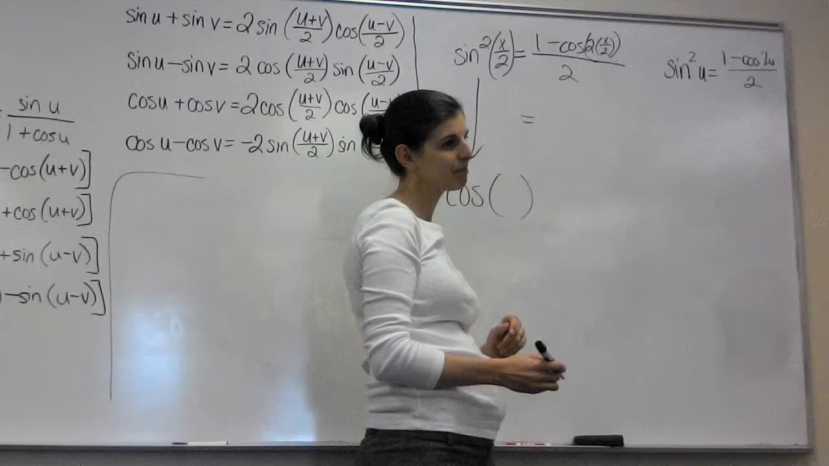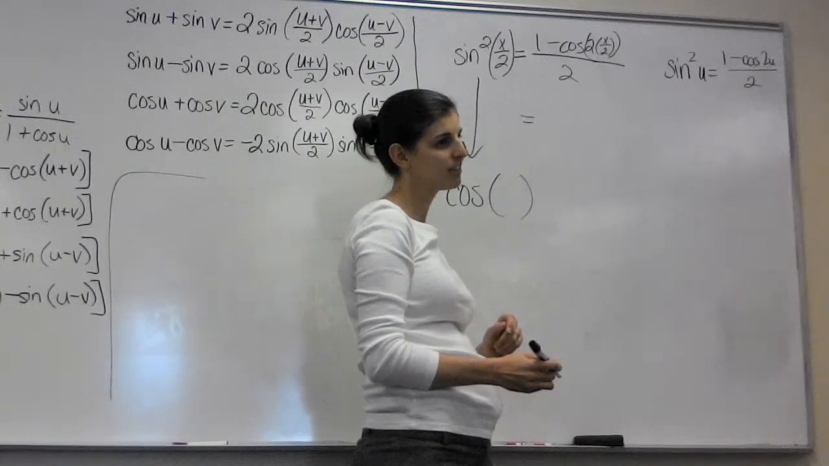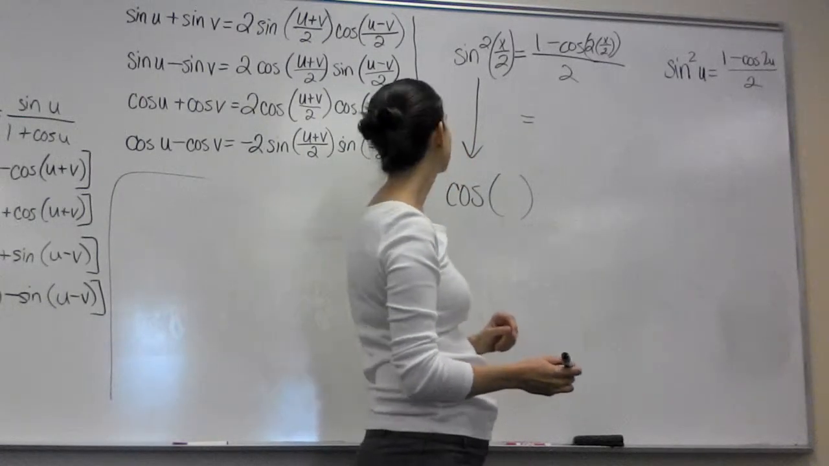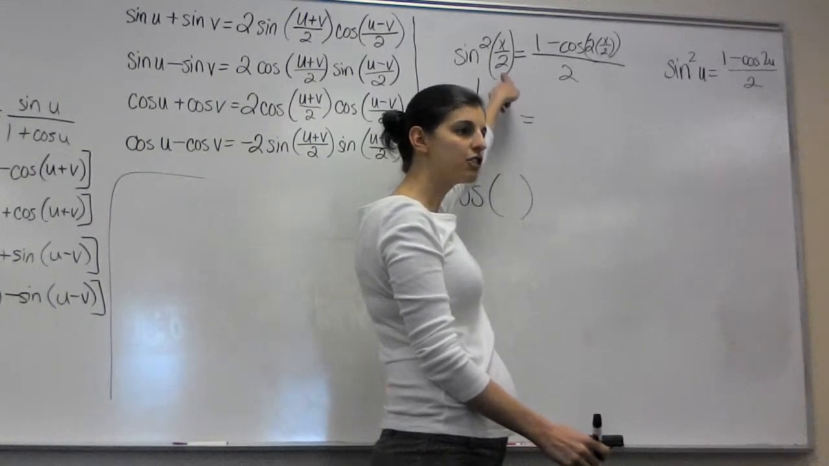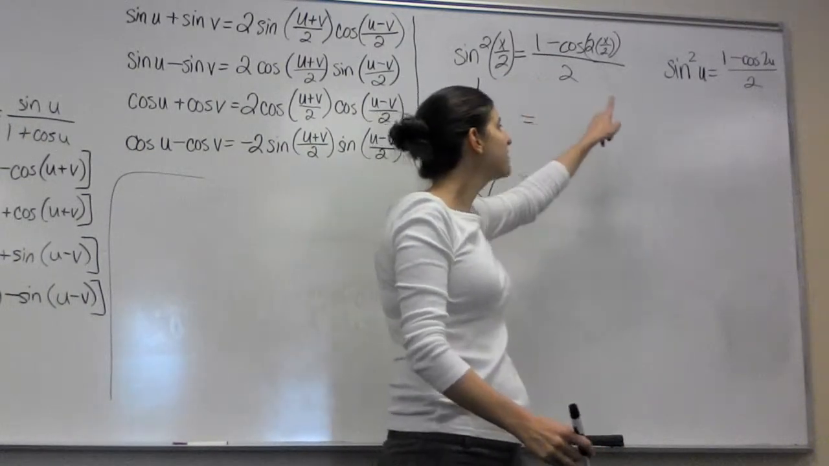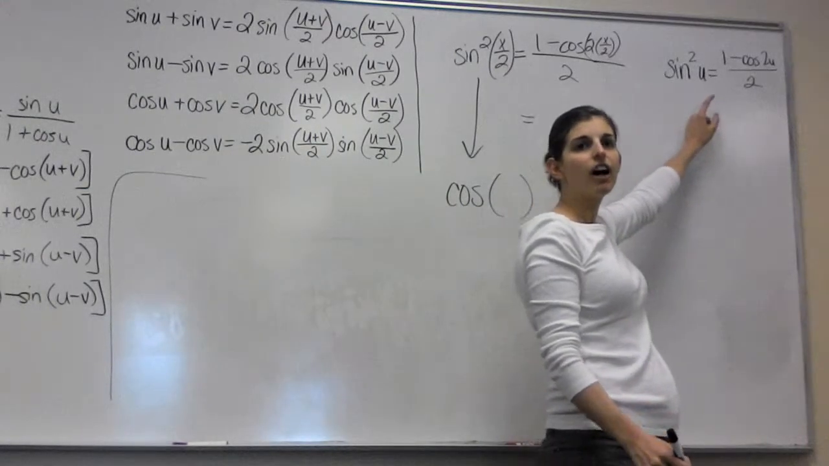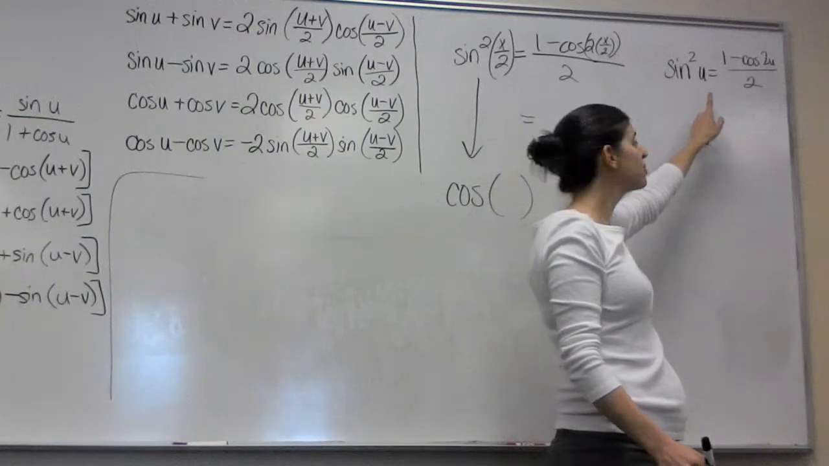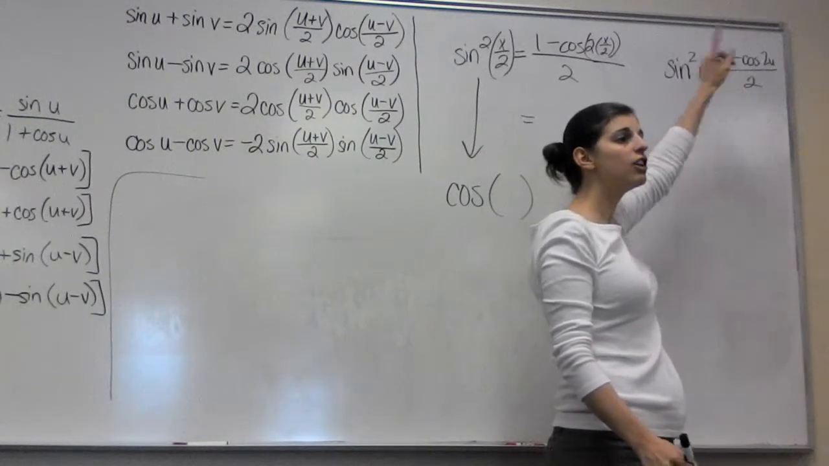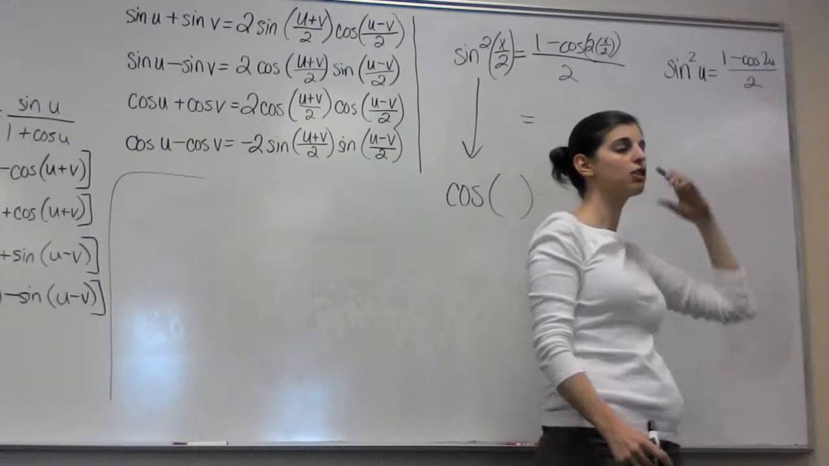You sure? Can you explain it one more time? Sure. So the angle in your sine squared function is x over 2. So when I have sine squared of u, my angle is now x over 2. So I'm going to replace all of the u's in my formula over here with x over 2's.